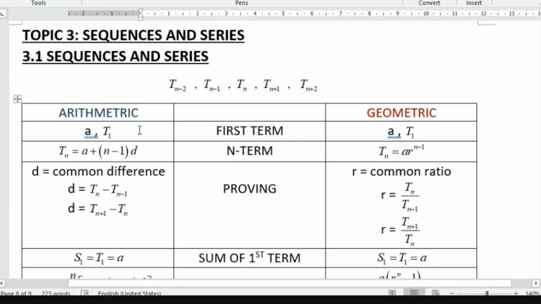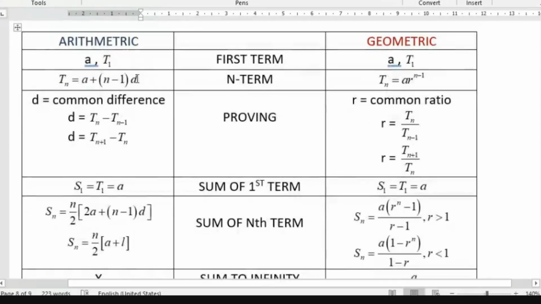We'll see. I think this one your SPM you already did, but we just review lah. So first term, as usual, we use A and Tn, and T1. And then the n-th term formula for arithmetic and geometry are different. So how you prove your arithmetic, you are using common difference, where Tn minus Tn minus 1. So maksudnya that is the n-th term minus the term before it. Or you will take the term after it minus the certain term, Tn plus 1 minus Tn.